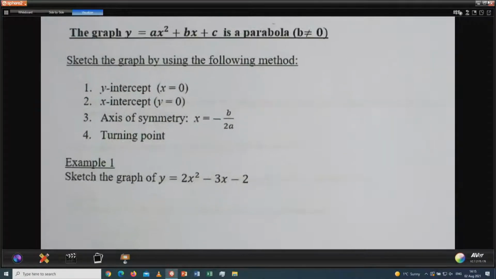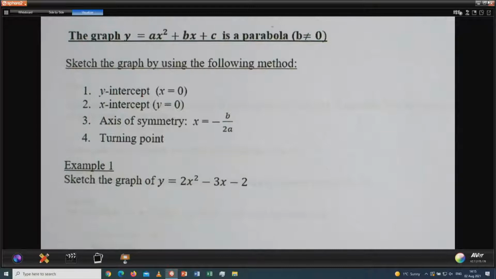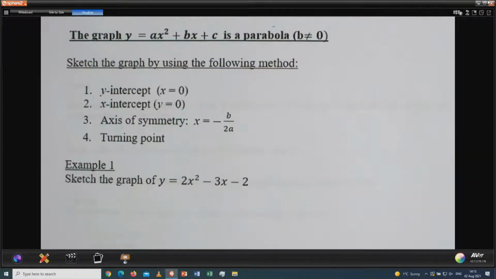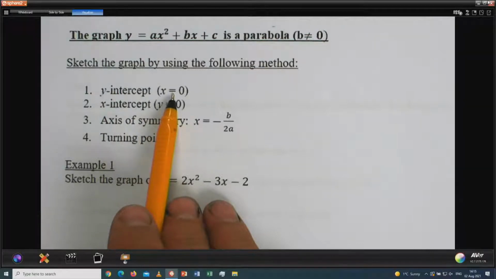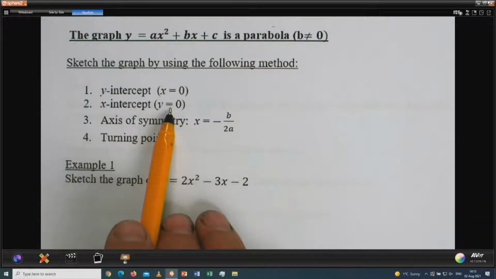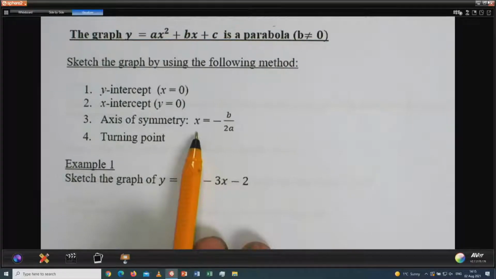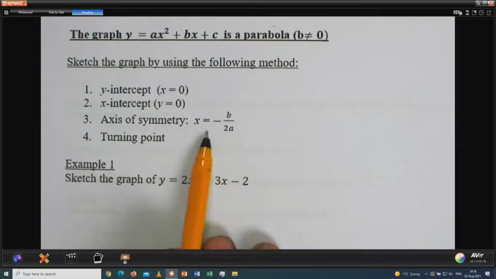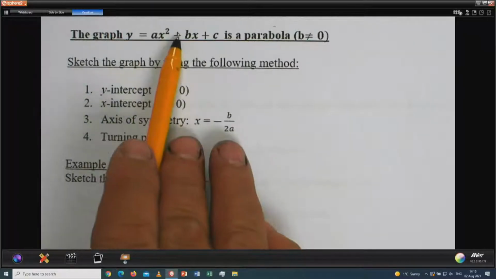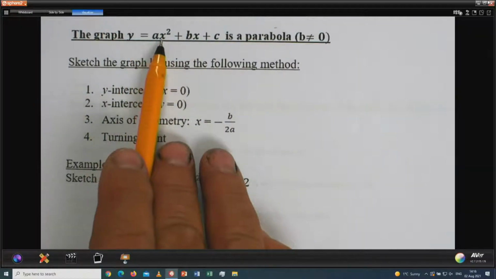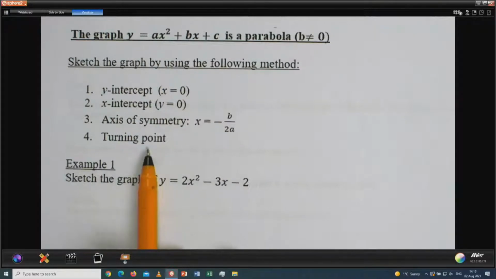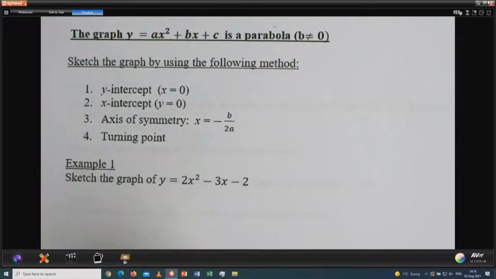Right, in this case, the graph of y equal to ax squared plus bx plus c is a parabola, and b is not equal to 0. Remember, if b is equal to 0, we use the table method, but if b is not equal to 0, then we will sketch the parabola using the following steps. We'll find the y-intercept by putting x equal to 0, the x-intercept by putting y equal to 0. We're going to use the formula for the axis of symmetry, which is given by x is equal to minus b over 2a. Now b is the coefficient of x, and a is the coefficient of x squared, and then we will find the turning point, and then we're going to sketch the graph.